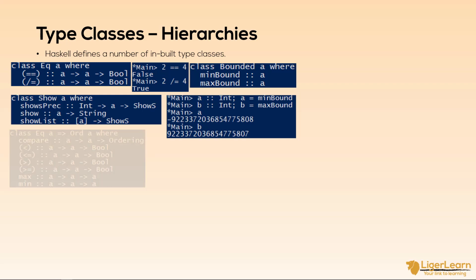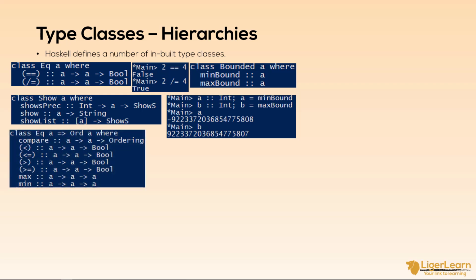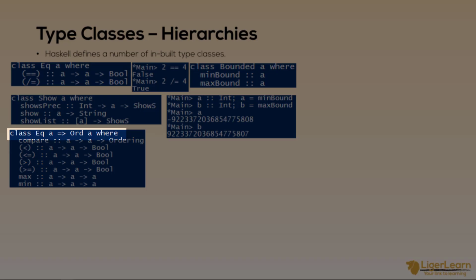There is also a type class called Ord for ordered types. Before we look at the function signatures, there is something different about this class declaration. This type class definition has a type class constraint in it. What this means is that any type which wants to define an instance of Ord must also have an instance of the Eq type class defined for it.